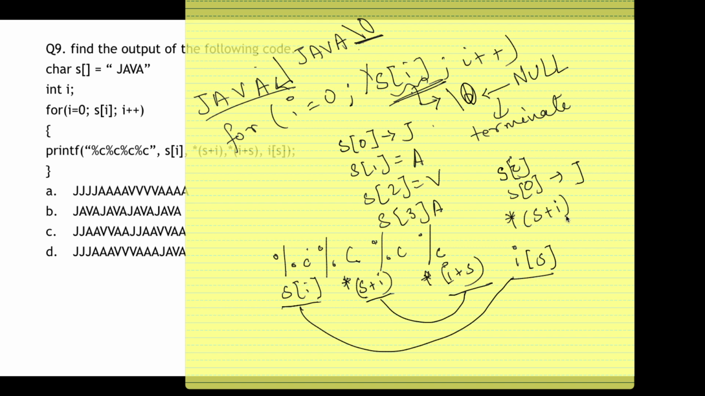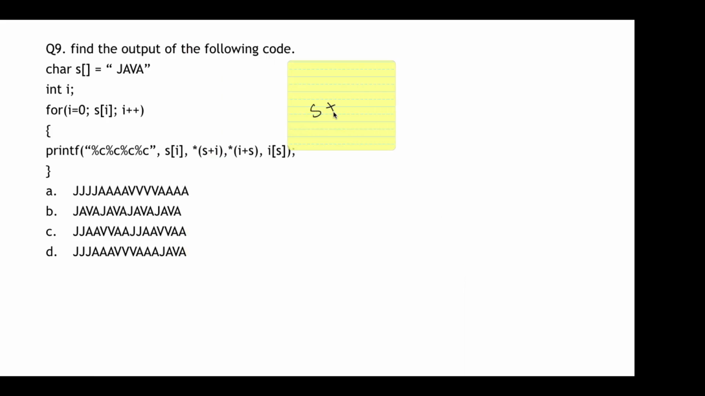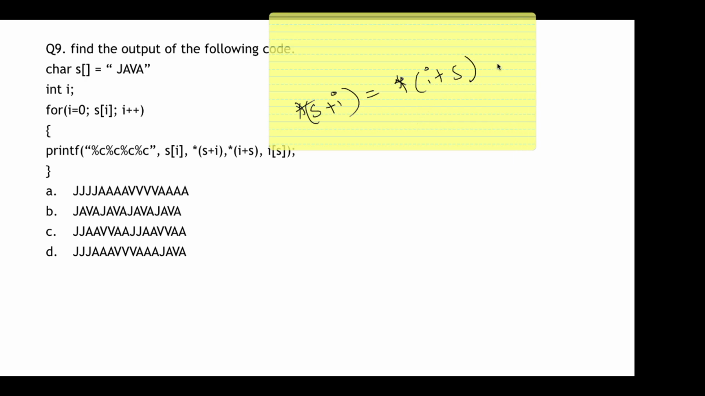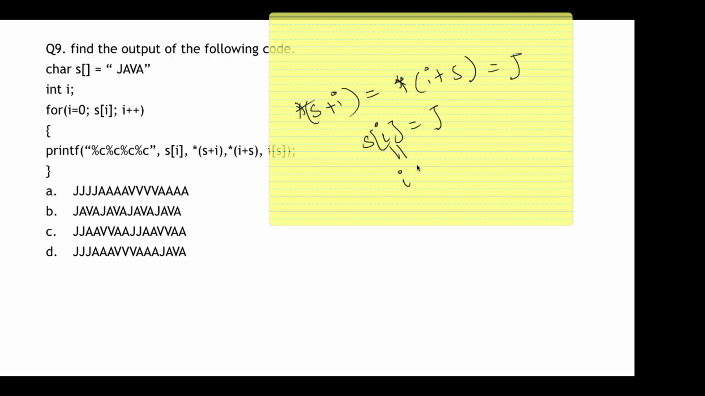Then I have *(s+i). What is s having? s is having J, plus 0. So what is the string at s? It's again J. Again, if s of i and i of s are equal, then again the value will be J. So what will be the output printed as? It will be printed as J, J, J, J.